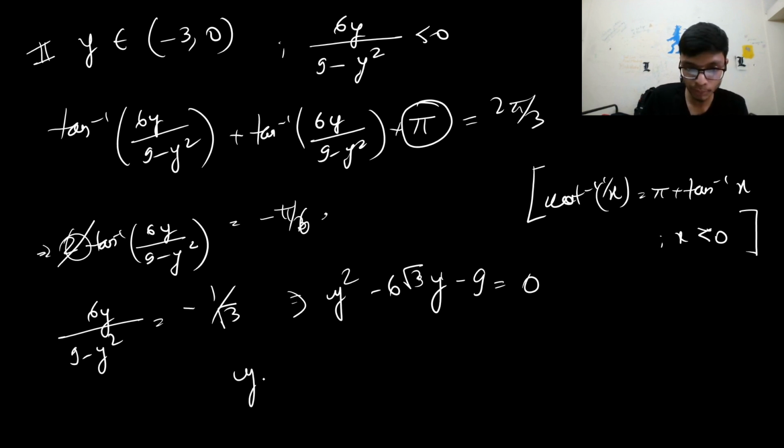Now if you solve for this particular quadratic again, you get the result as plus 6 root 3 plus minus root under, that is 6 root 3 whole square, which is nothing but 36 into 3, and 36 into 3 basically gives you 108.